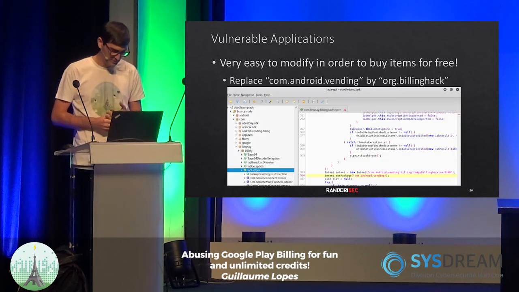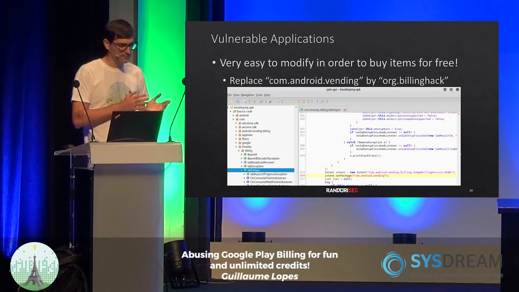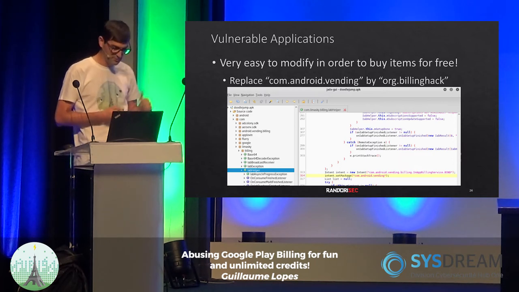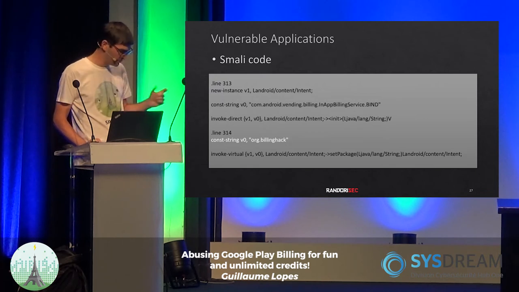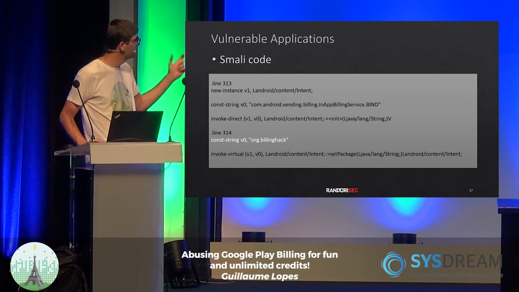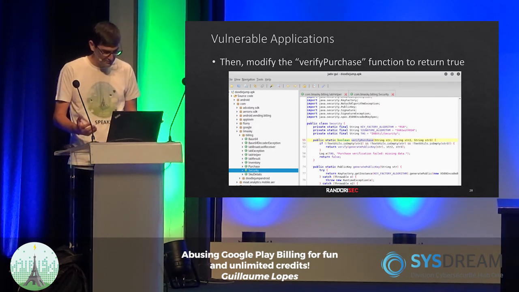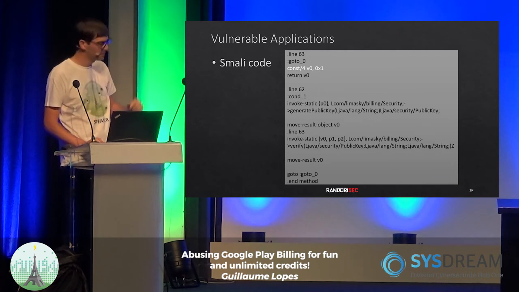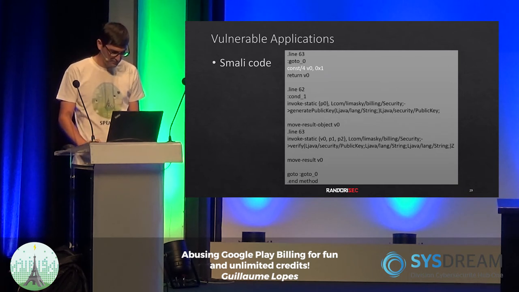If you look at the code of the Doodle Jump application, it's like a copy paste from the Android documentation. They set the package to the Google Play app, so now it's mandatory. On the bytecode, it's easy to replace just a string, com.android.vending, by org.billing.hack. And if you look at the Java code, yes, the verify purchase is here. The verification is performed locally, so no issue. On the bytecode, you just modify the V0 register to be set to 1, which means true in the bytecode world. Doing that, you just have to recompile the application and use it and profit.